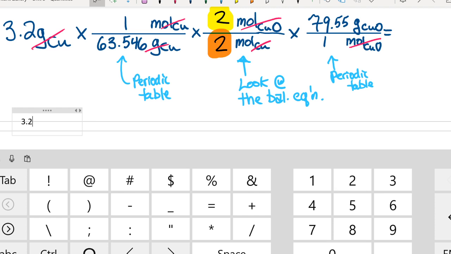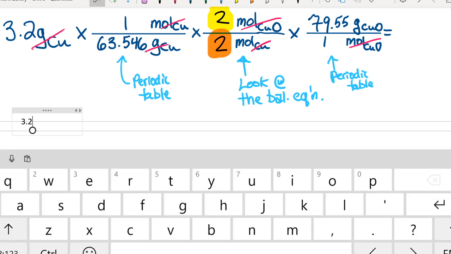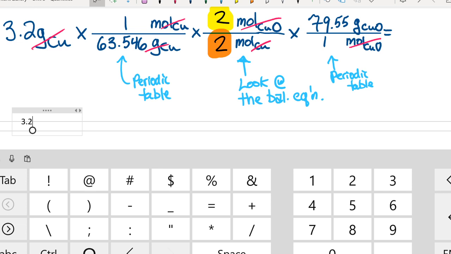3.2, and we're dealing with ratios, so it's all dividing or multiplying. So 3.2 times what? Times 1. And then divided by, and then times 2. Divided by, then times. There you go. Just times the top, divide by the bottom.